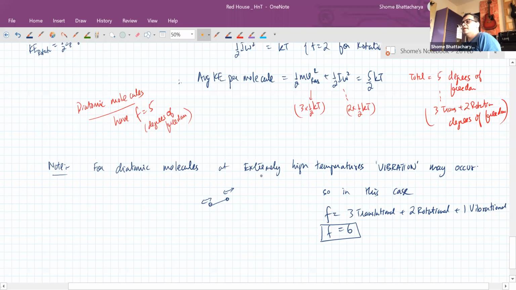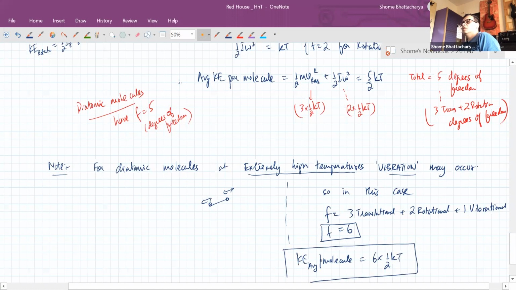So in this case, at extremely high temperatures, when vibration is occurring, the average kinetic energy per molecule will become 6 times half k. But this is an extreme situation. In general, for diatomic molecules, we take the degrees of freedom as 5, and so we take the average kinetic energy per molecule to be 5 by 2 k. Okay. So the standard value of degrees of freedom you should remember for diatomic gases should be 5.